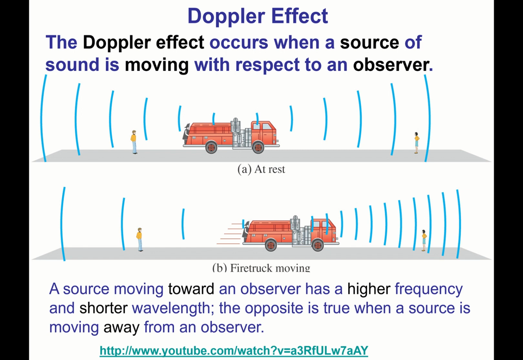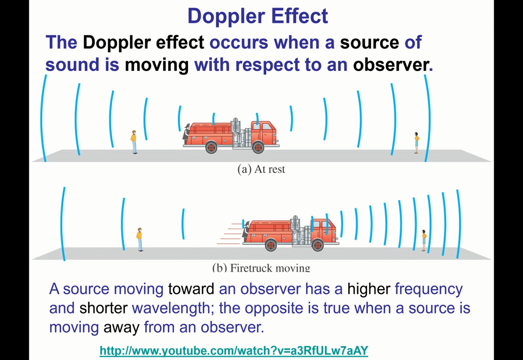The Doppler effect occurs when a source of sound moves with respect to an observer. And basically you hear a different frequency depending on whether the source of the sound, in this example a fire truck, is moving towards you or away from you. So if the fire truck is stationary, those sound waves have a fixed wavelength, a fixed distance apart. And so when you're standing there, you hear the waves pass you at certain time intervals, and it doesn't matter which side of the fire truck you're standing on.